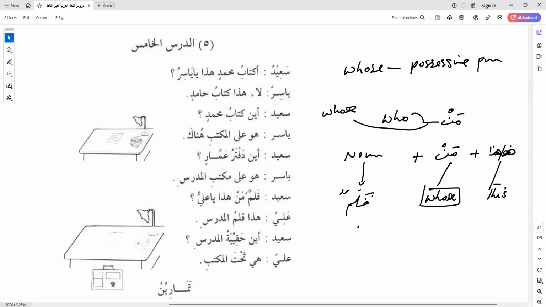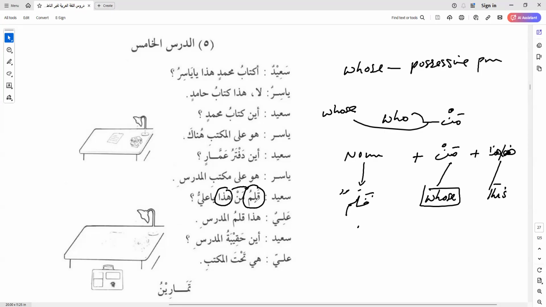But if you say man qalam hada, it's wrong. So when you are trying to use man as a possession, you have to bring the noun first. قلم من هذا؟ Whose pen is this, Ya Ali? قلم من هذا؟ Now remember the qalam is masculine. So the هذا here refers to the qalam. It's not referring to Ali.